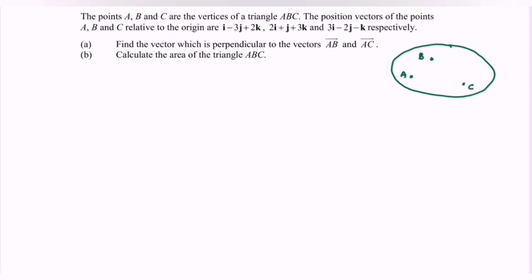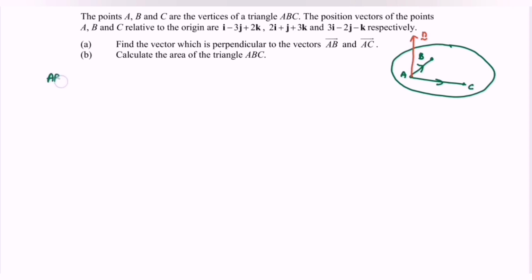The position vectors of the points A, B, C relative to the origin are given. Part a: find the vector which is perpendicular to the vectors AB and AC. So what kind of vector is perpendicular to the vectors AB and AC? Very obvious, it is a normal for the plane. So in order to find the normal for the plane, let us find AB and AC first.